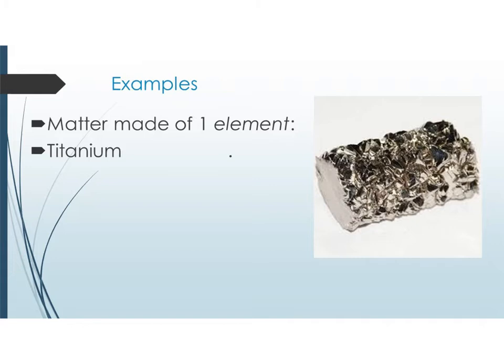Here's an example of matter that is made up of just one element. We run into elements all the time. It's simple. It means that all the atoms in there are the same. They all have the exact same number of protons. And in this case, I'm just showing you an example of titanium. If you want to know all the elements, you go to the periodic table of elements. We have 118 of them right now. Remember, elements are pure substances.